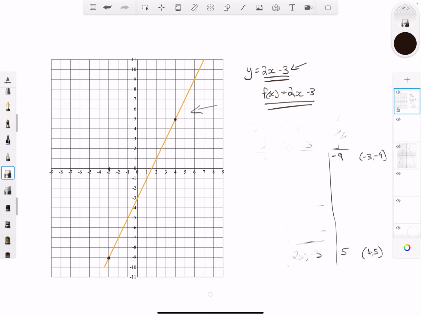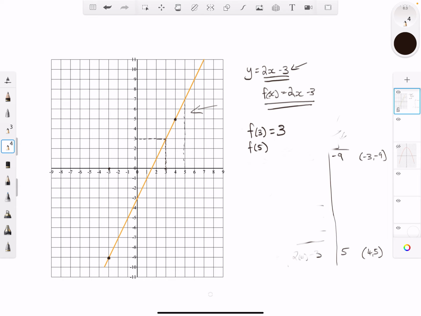So say you have a linear graph, and I ask you to find f of 3. Okay, I want you to find out what f of 3 equals. Well, in this situation, you go to 3 on the x-axis, and then you draw a line up. And then when you hit the graph and you hit the function, you go across. So f of 3 is equal to 3. And if I did f of 5, I would just draw a line up and then a line across. And f of 5 is equal to 7.